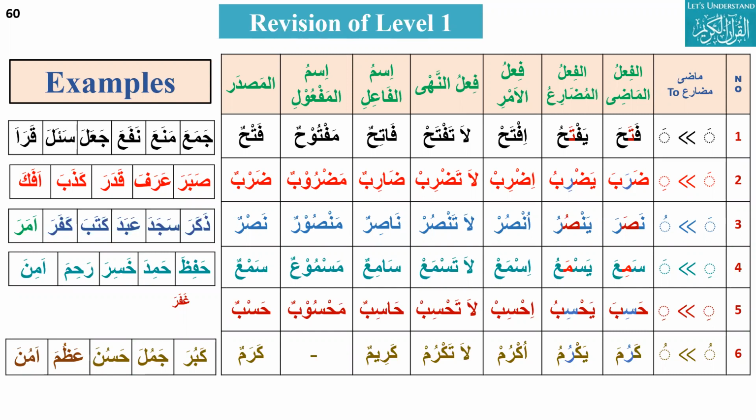First, to review, I would ask Hafsa Ash'ar to give a summary of level 1, please. Assalamu alaikum. Wa alaikum assalam. Go ahead. Level 1, chapter 1, Bab Fataha: Fataha Yaftahu, Zabar Zabar. Fataha means he opened. Chapter 2, Bab Daraba: Daraba Yadribu, Zabar Zer. Daraba means he hit. Chapter 3, Bab Nasara: Nasara Yansuru, Zabar Pesh. Nasara means he helped.